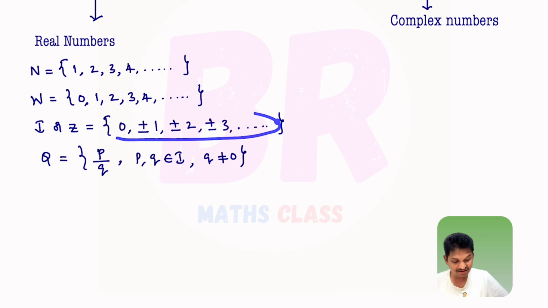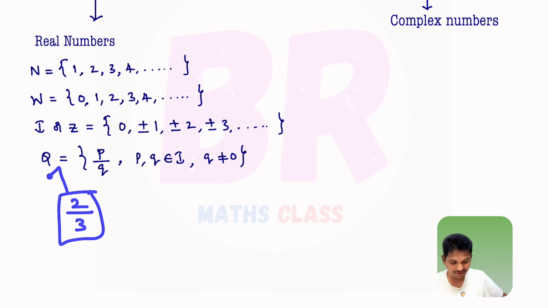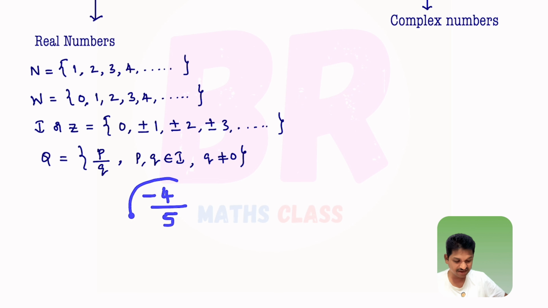Here you see these are the integers. For example, you take now 2 by 3. This number is in the form of p by q and both are integers. So this is a rational number. Now -4 divided by 5 is a rational number.